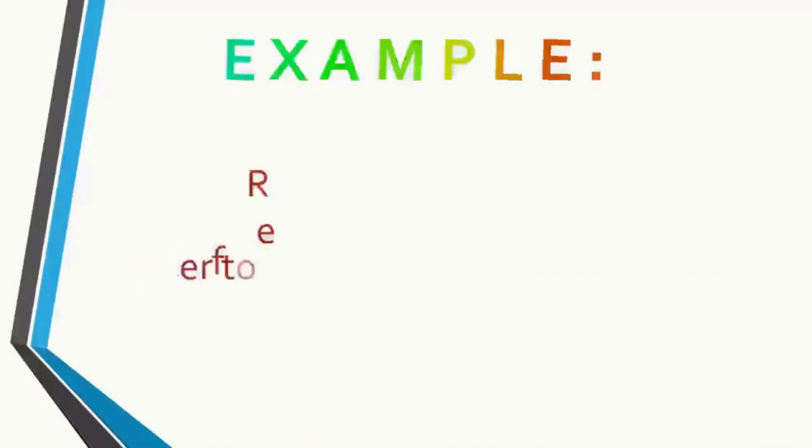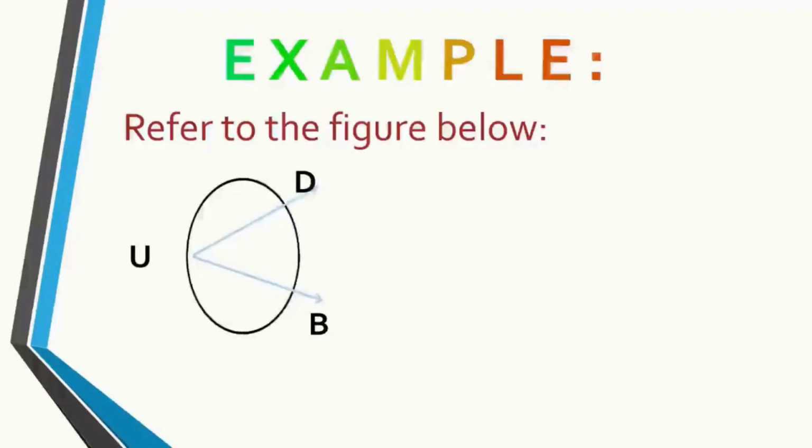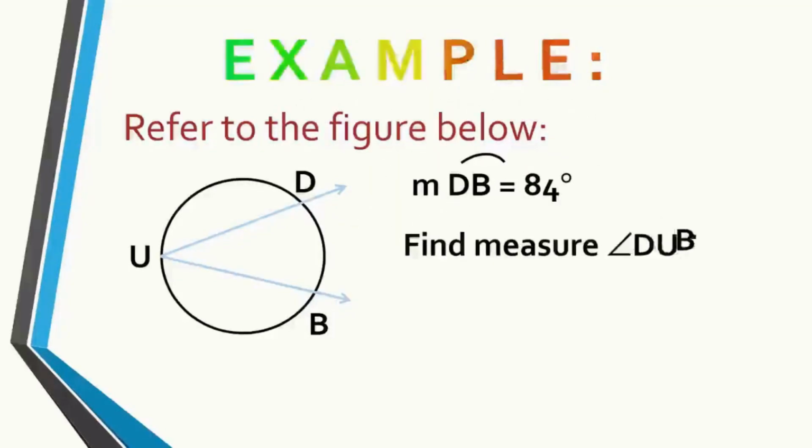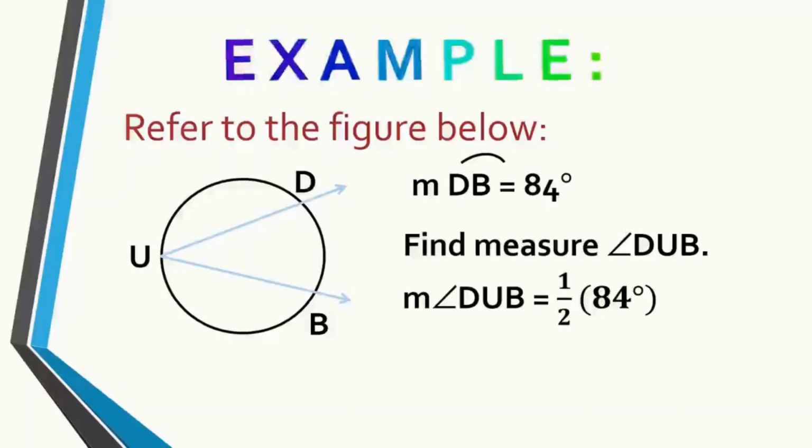Let's have an example. So, this figure, yung kanina sa ating unang example, angle DUB is an inscribed angle. And its intercepted arc is arc DB. So, if the measure of arc DB is 84 degrees, find the measure of angle DUB. Now, using the inscribed angle theorem, sabi kanina, kalahati ng intercepted arc ay ang inscribed angle. So, meaning, the measure of angle DUB is equal to 1/2 of 84. And that is 42 degrees.